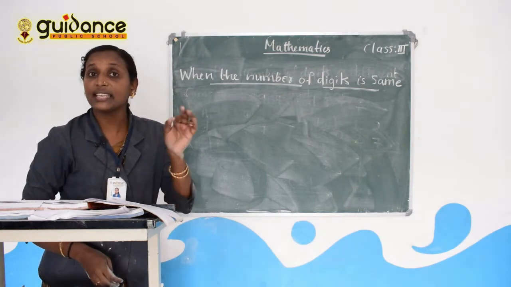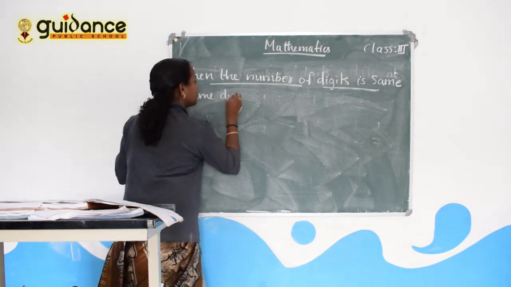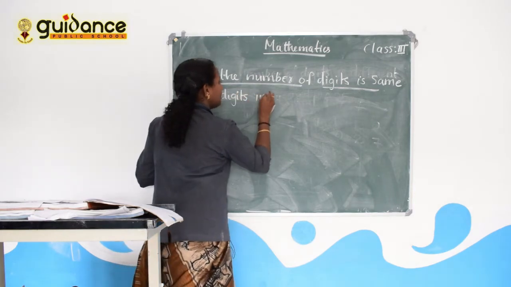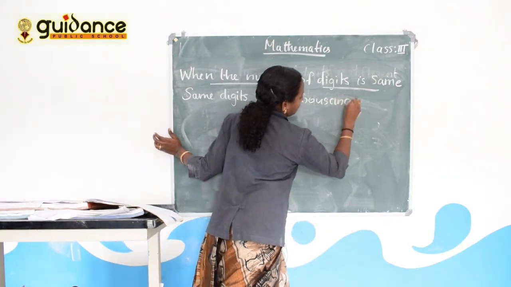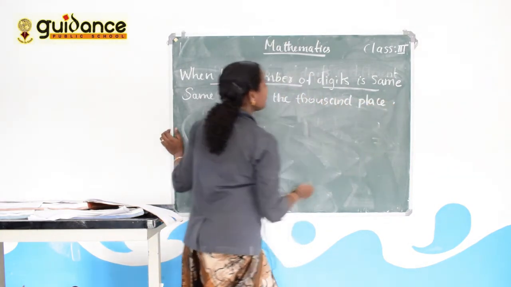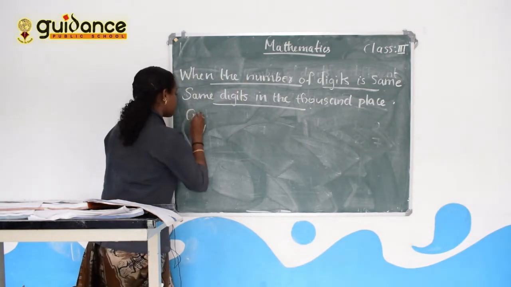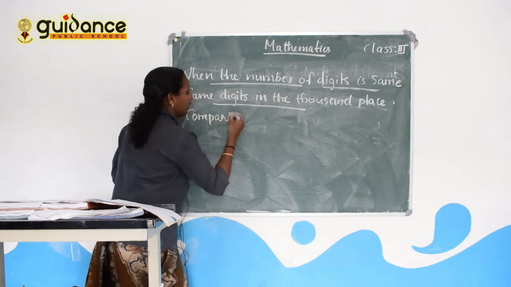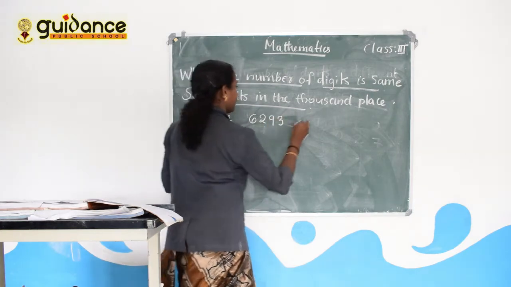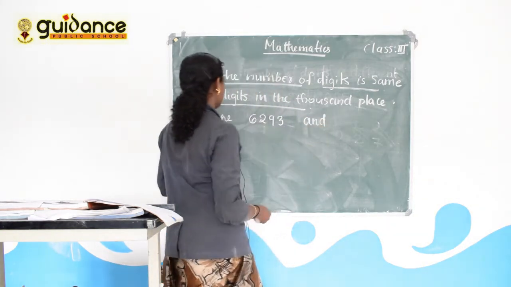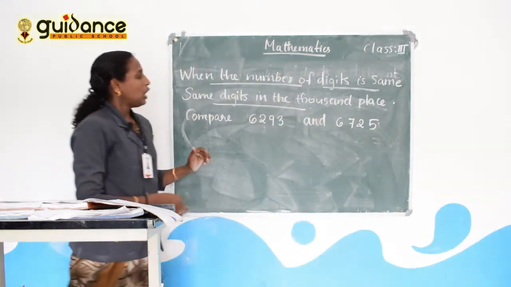The next case is the same digits in the thousands place. So I write one question. Compare 6293 and 6725. So look at this question.